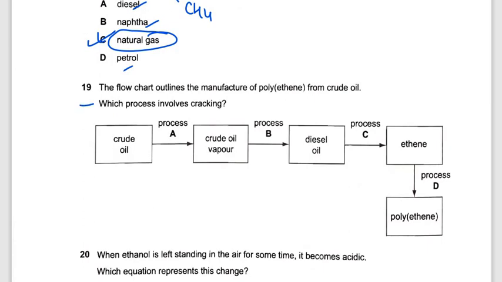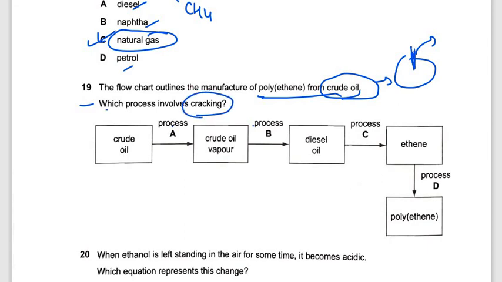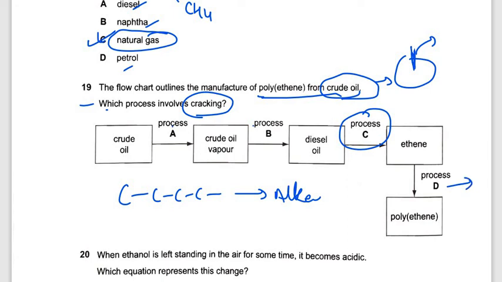Question number 19. The flow chart outlines the manufacture of polythene from crude oil. What is crude oil? The oil we dig from the earth, and further we do fractional distillation and get all the different parts like diesel, naphtha, everything. So crude oil is here, processes A, B, C. Which process involves cracking? What is cracking? Cracking is a process where the big chain breaks down and gives you alkene and alkane. So this is the only option you have, which is C. The other one is called polymerization. So option number C is the only correct option you have, which is cracking.